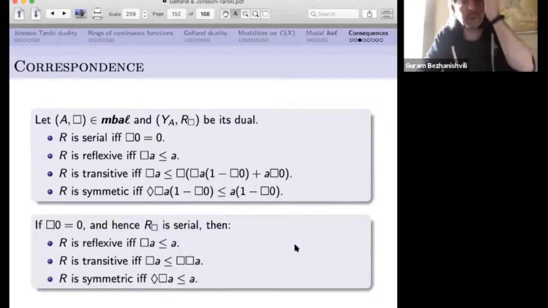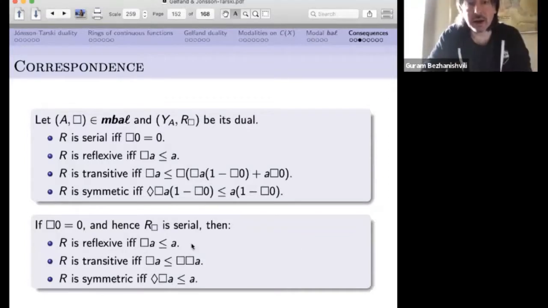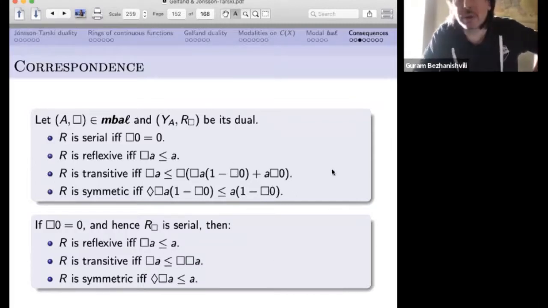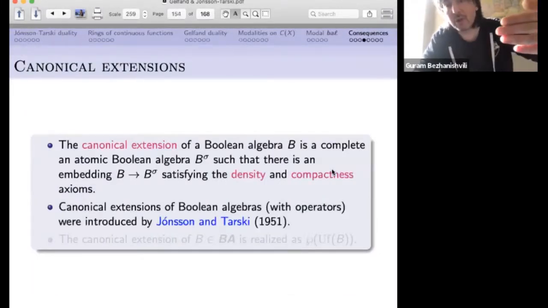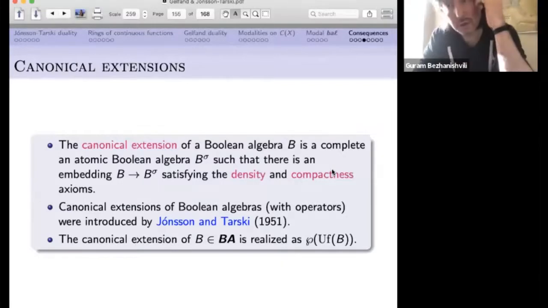We can do the same thing and observe that this second slide is exactly under the condition of seriality, then this reflexivity, transitivity, and symmetry are characterized exactly the same way as in modal logic. Not in general, because you have to carry this box 0 along, but as long as box 0 becomes 0, then this disappears, and then your axioms become exactly the same as in modal logic. Right? Now, there's this famous theory of canonical extensions that Jonsson and Tarski developed.